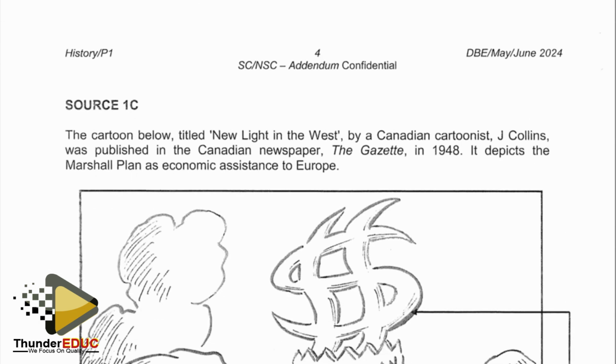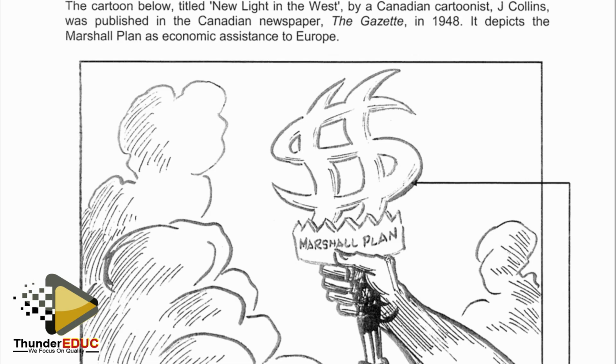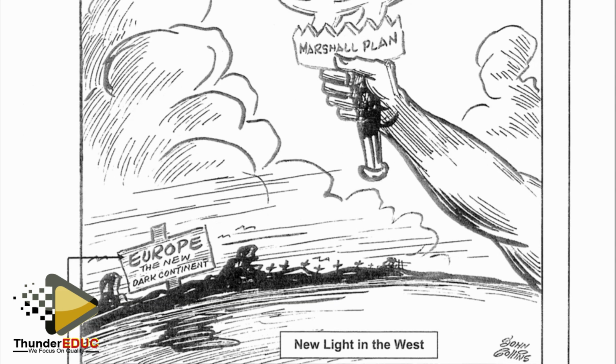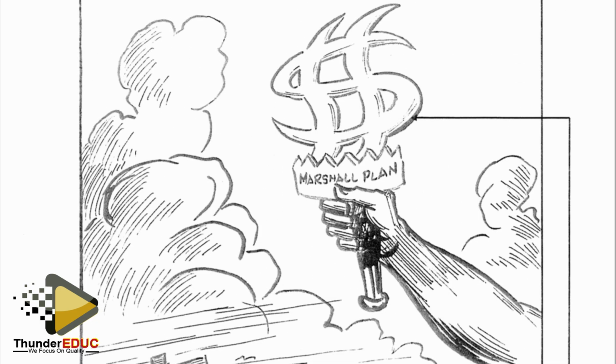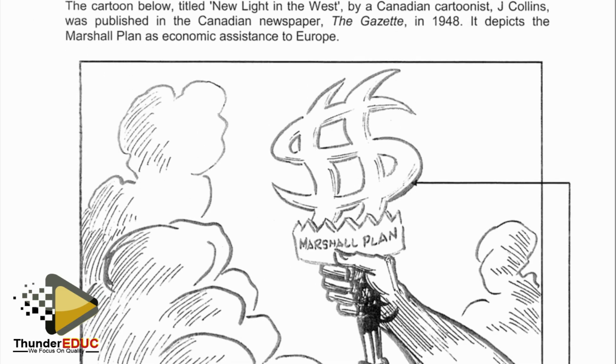Source 1C is a cartoon titled New Light in the West by a Canadian cartoonist, J. Collins, published in the Canadian newspaper The Gazette in 1948. It depicts the Marshall Plan as economic assistance to Europe. There is a hand which is lifting a light, and that light is deemed to be the new light in the West. On the other side, it's written Europe, the new dark continent. Europe is in the dark and it needs a light which comes through the Marshall Plan. The light has a symbol of the dollar, which implies that the light is coming from the US in the form of the United States dollar. That is basically what we can deduce from the cartoon.